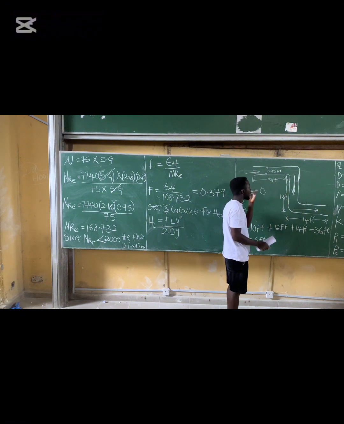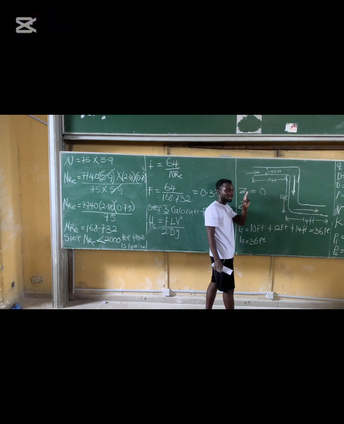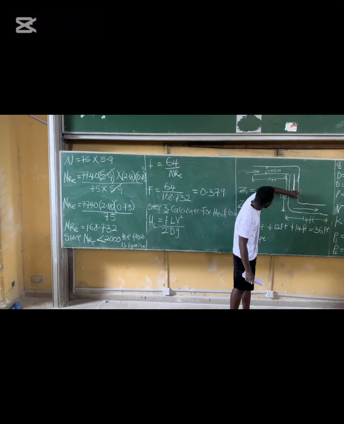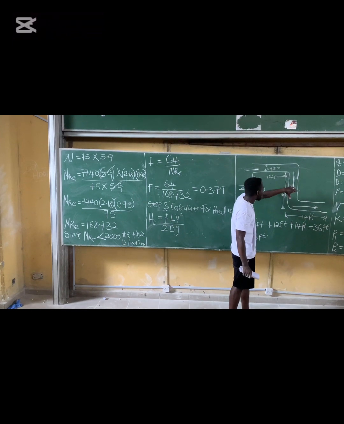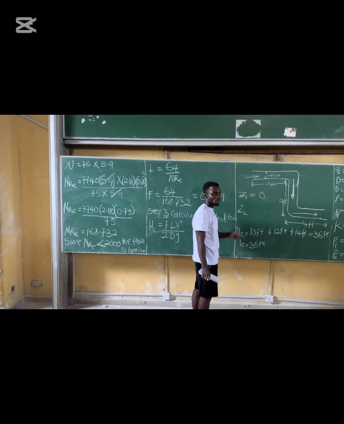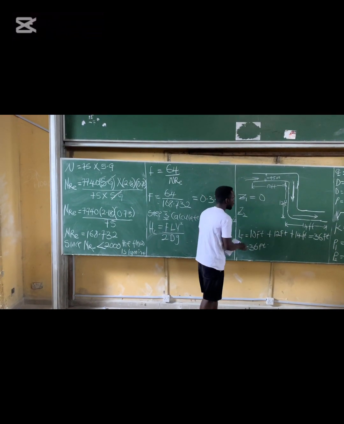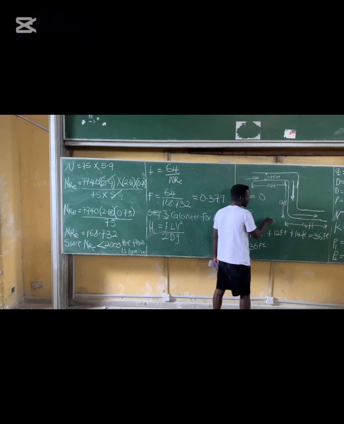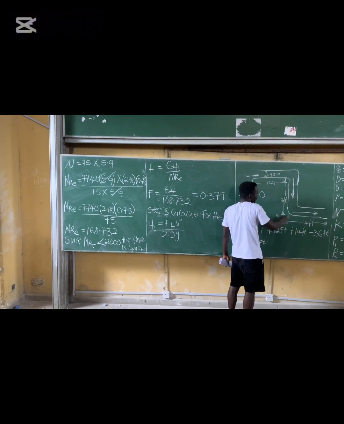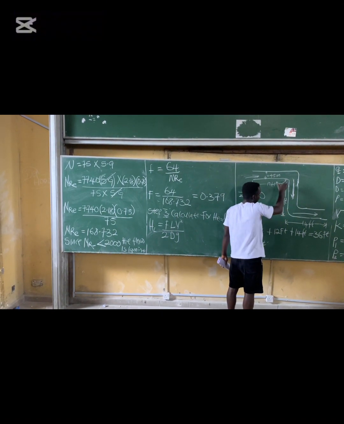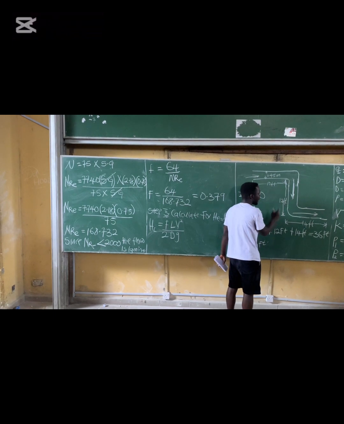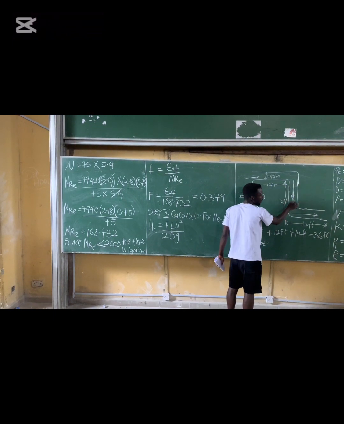At the beginning there was no elevation, so there is no Z1. At the center there is an elevation, so let's call it Z2, which is equal to the height of the pipe, which is 12 feet. But if you look, the direction of the flow is going downward.